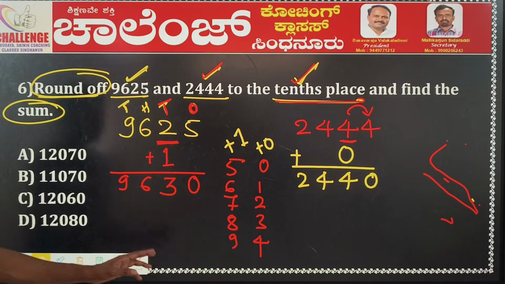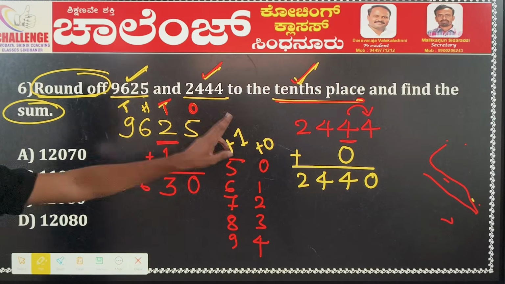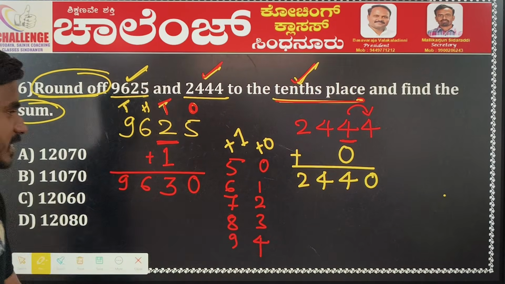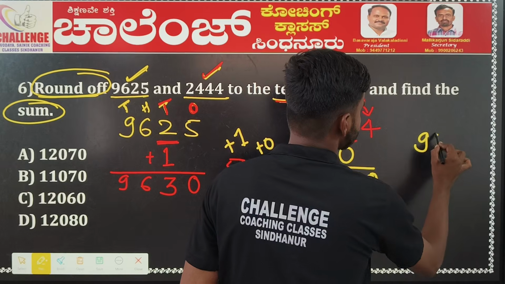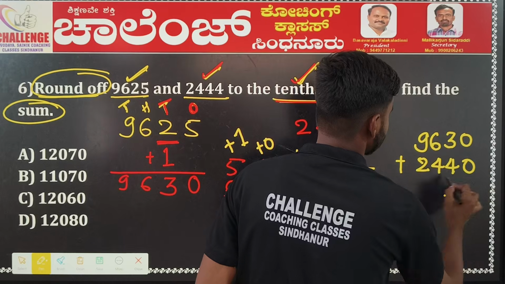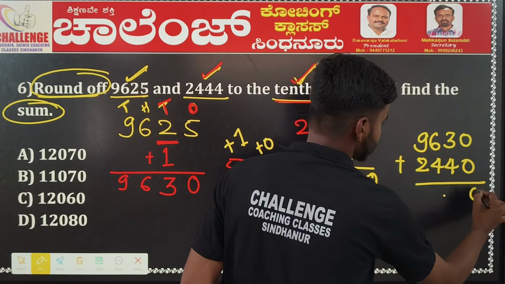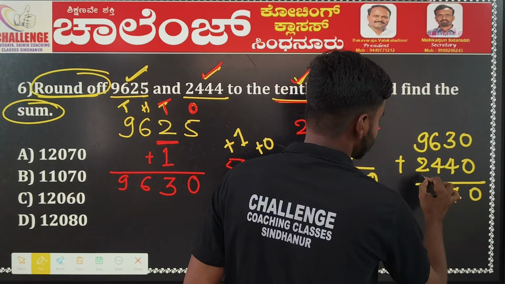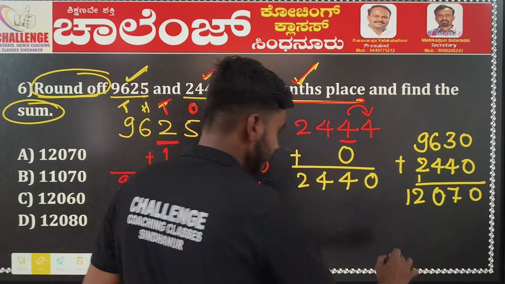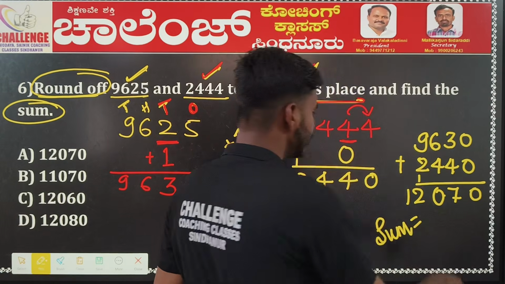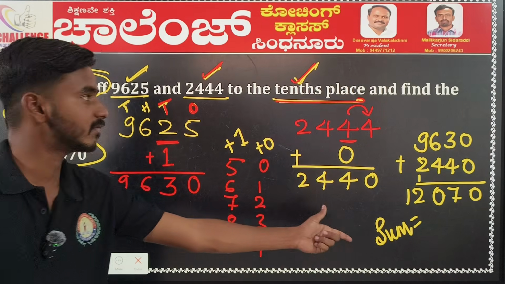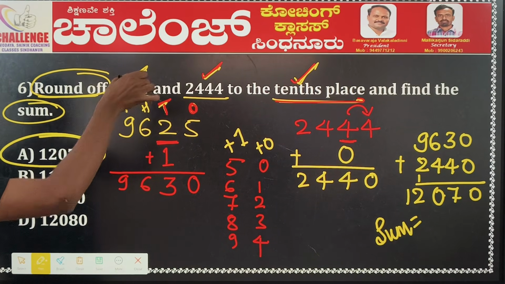We got both numbers: 9630 and 2440. We need to find the sum of these two numbers: 9630 plus 2440. 0 plus 0 is 0, 3 plus 4 is 7, 6 plus 4 is 10, 9 plus 1 is 10, 10 plus 2 is 12. The sum will be 12,070. Option A, 12,070, is the sum of these two numbers after rounding off to the 10th place.